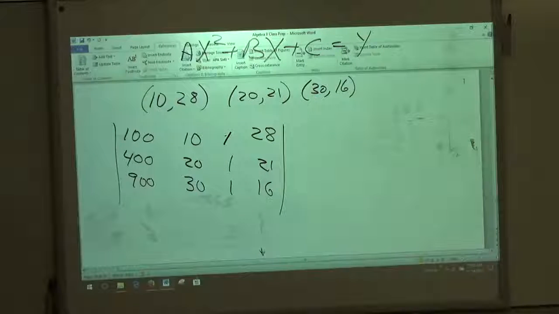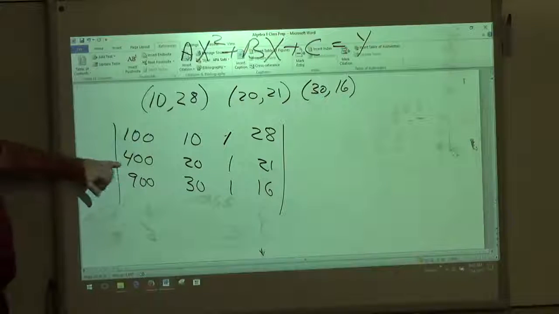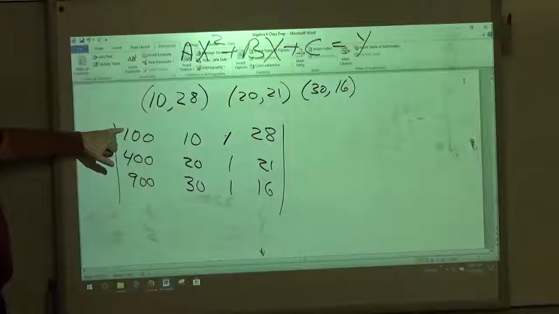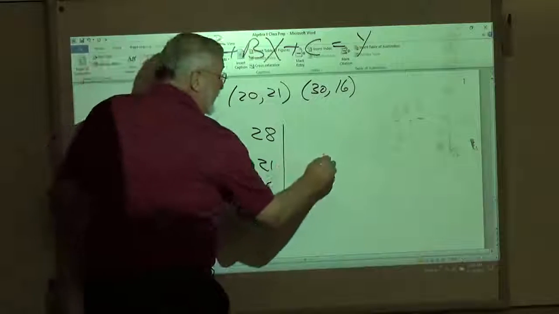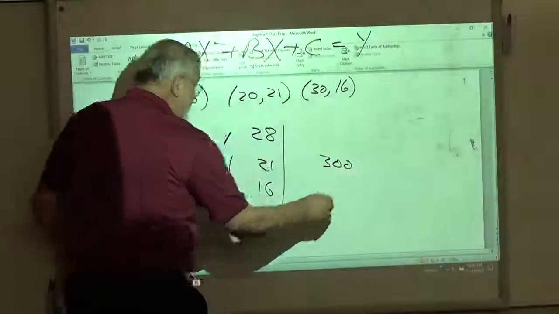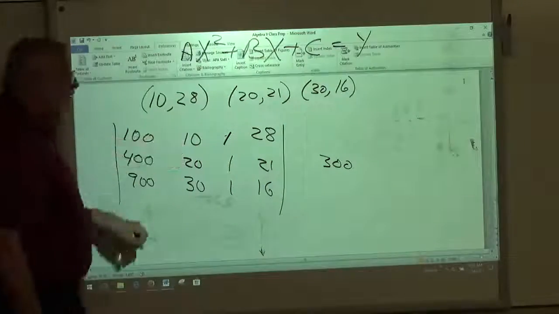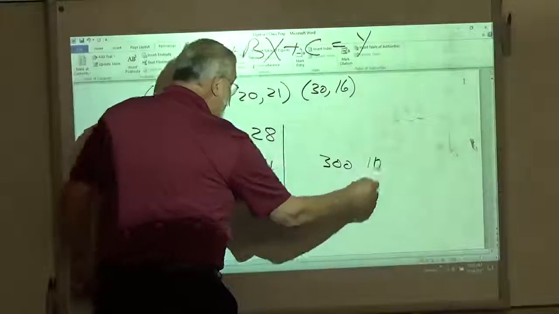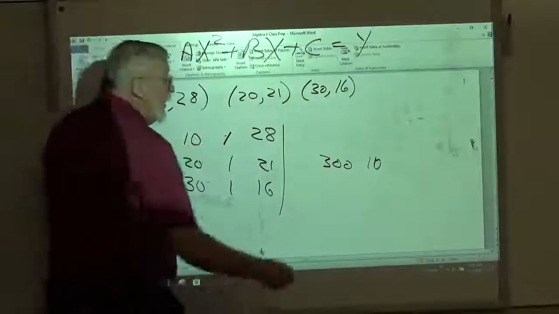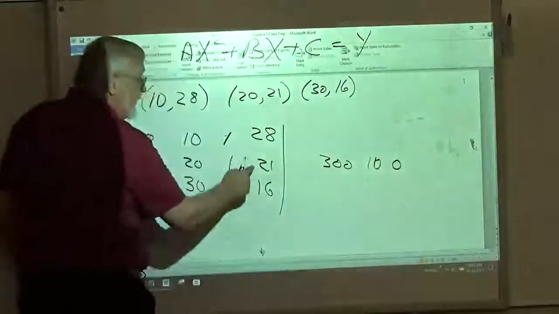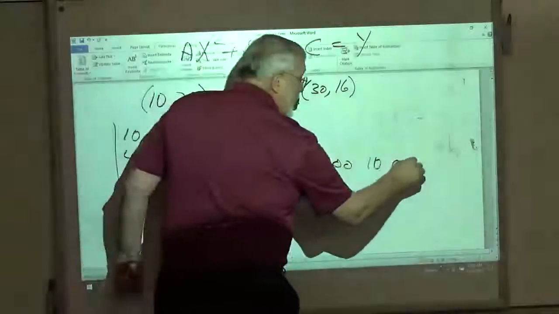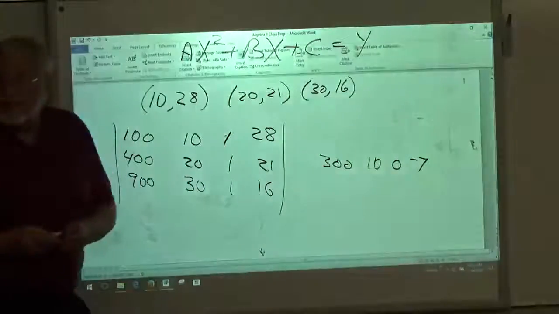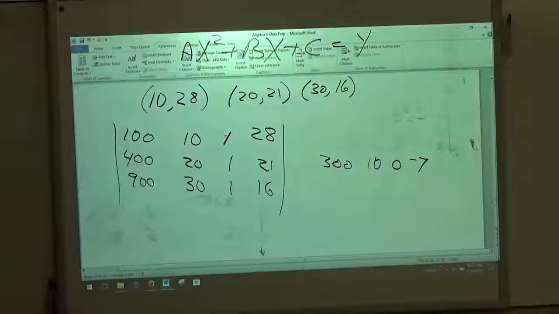Okay, now, these numbers are going to be ugly, and aren't you glad you have a calculator? Yes. Okay, all right. So, and again, we're going to start with 400, subtract 100, which will be 300 in the second row. And then 20 subtract 10, which is 10. 1 subtract 1, which is 0. And then 21 subtract 28, negative 7. Make sure you get the signs right.